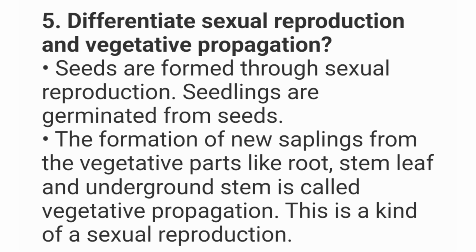Answer: seeds are formed through sexual reproduction. Seedlings are germinated from seeds. The formation of new saplings from the vegetative parts like root, stem, leaf and underground stem is called vegetative propagation. This is a kind of asexual reproduction.